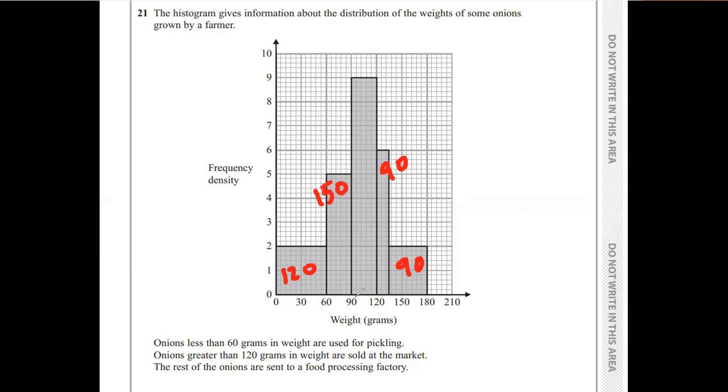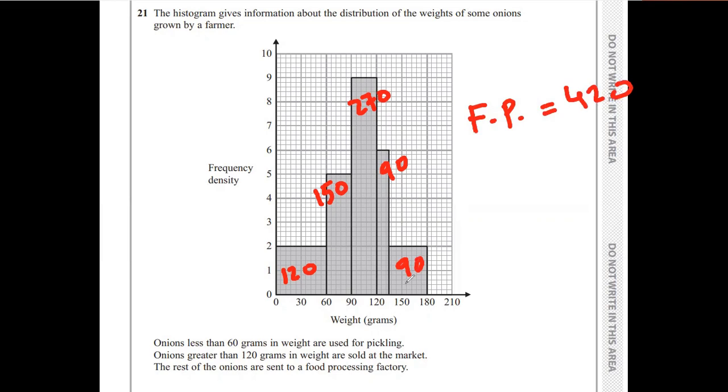And from 90 to 120, it's 30. 30 times 9 is 270. Right, so if I say food processing, how many are for food processing? I think I should say FP. There must be 150 and 270, that is 420.